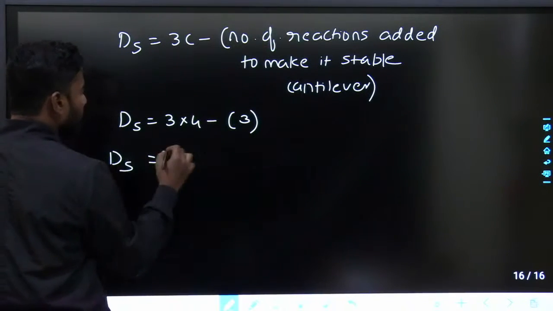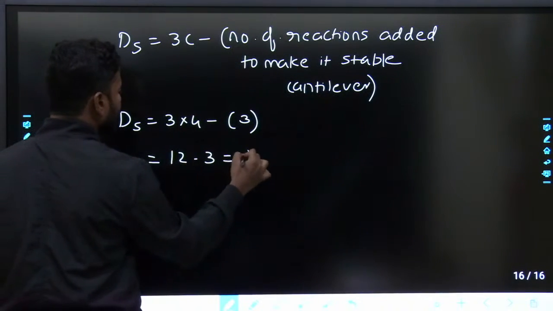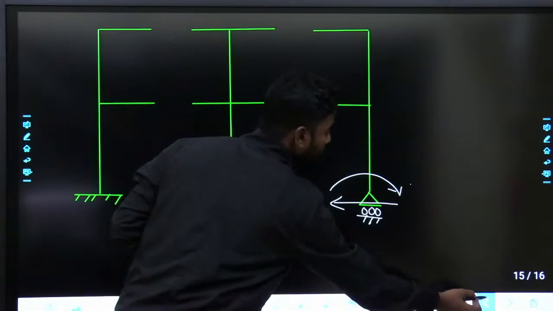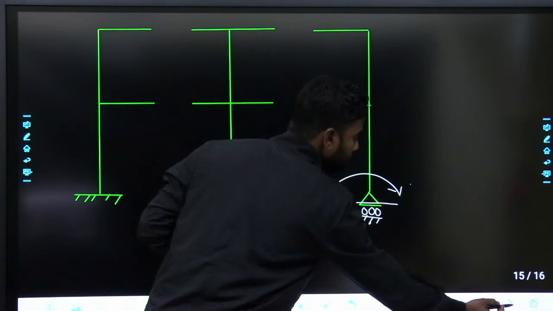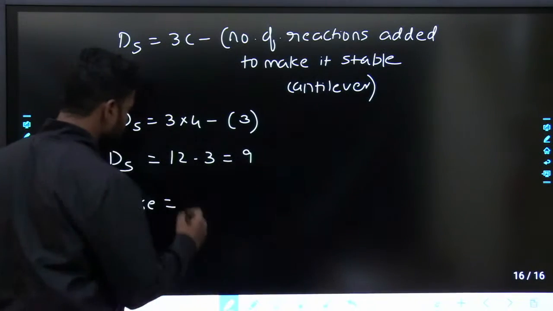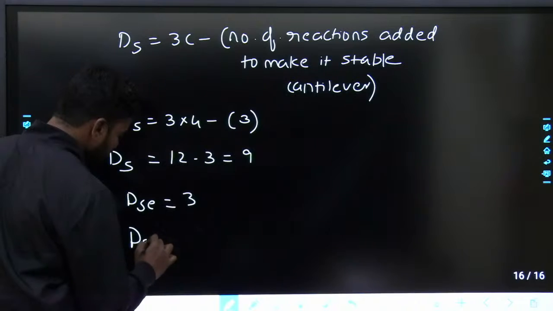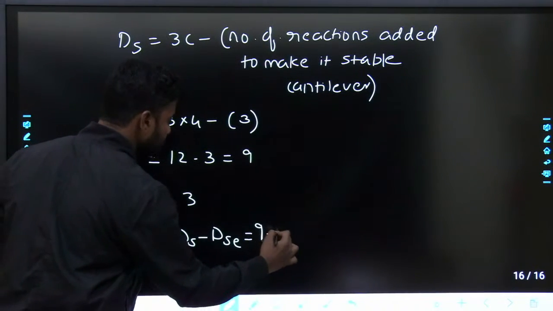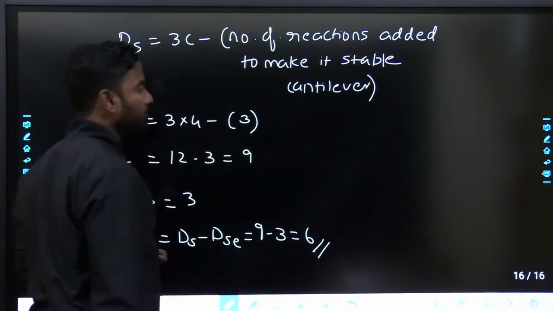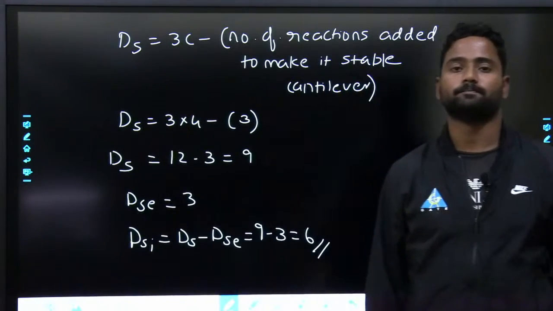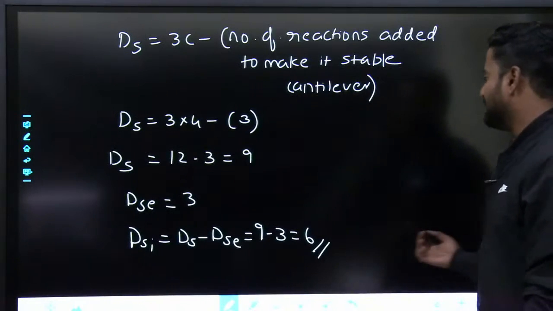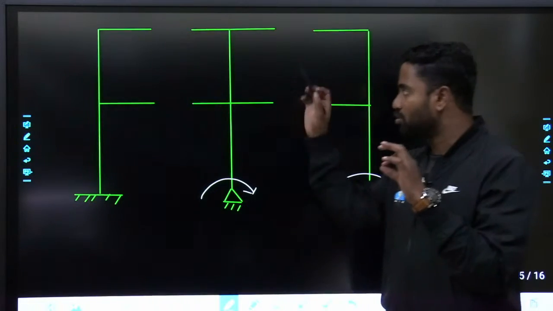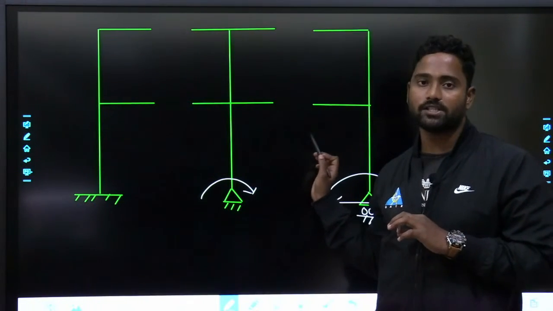So DS would be equal to 12 minus 3, that is equal to 9, and DSE, external indeterminacy, how much you got? That is equal to 3. So DSI, that is equal to DS minus DSE, that is 9 minus 3, that is equal to 6. Fine. This is how you will find out external indeterminacies and internal indeterminacies. Whenever you have to cut, so that each and everything will behave like a stable cantilever.